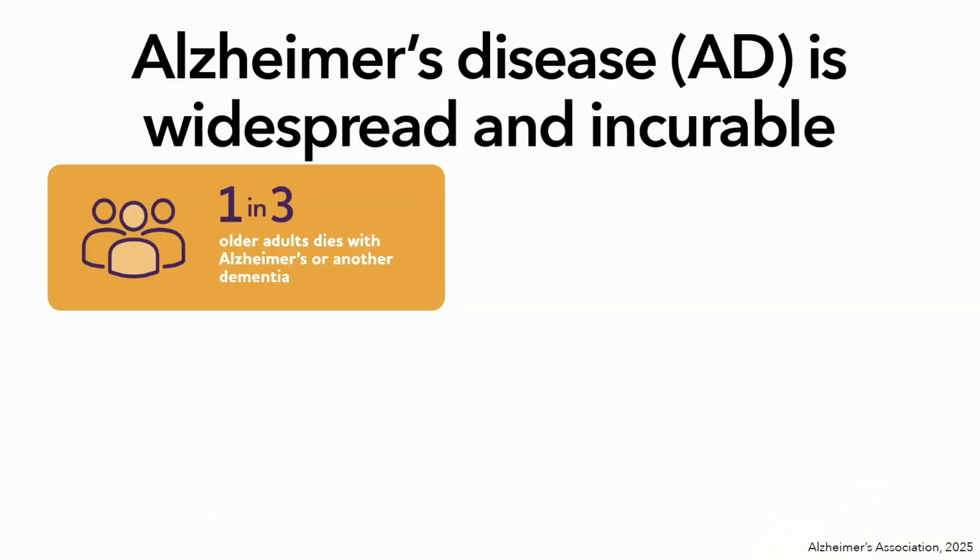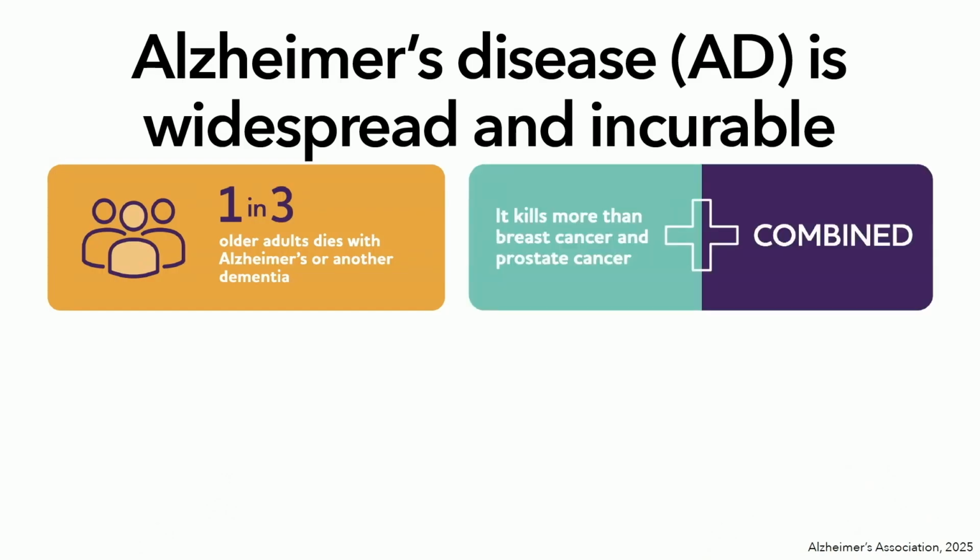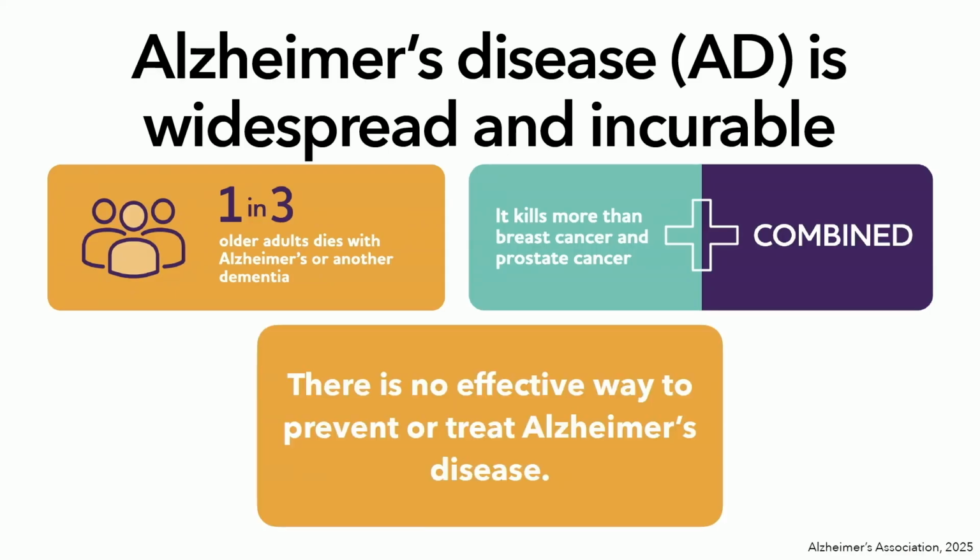1 in every 3 Americans above the age of 65 will die with Alzheimer's disease. Despite killing more individuals each year in America than breast cancer and prostate cancer combined, Alzheimer's disease is far less understood than either of those two conditions, and there is no effective way to prevent or treat AD.